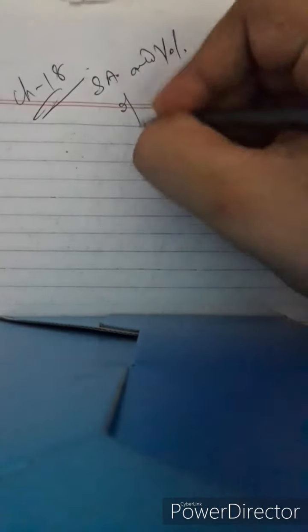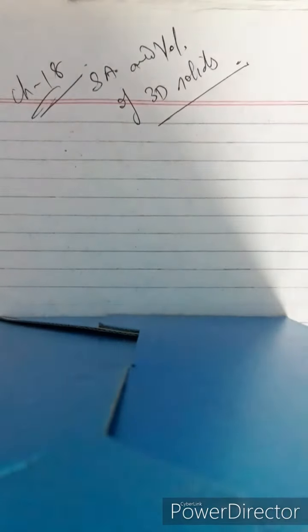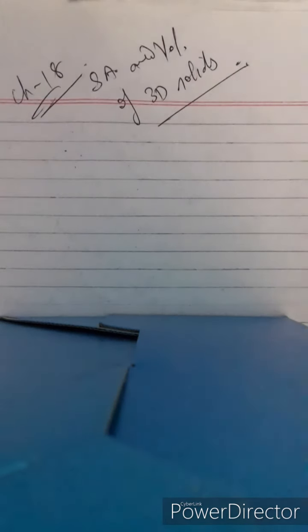So coming to chapter 18, surface area and volume of 3D solids. Surface area and volume of 3D solids. So we will see first the cuboid.